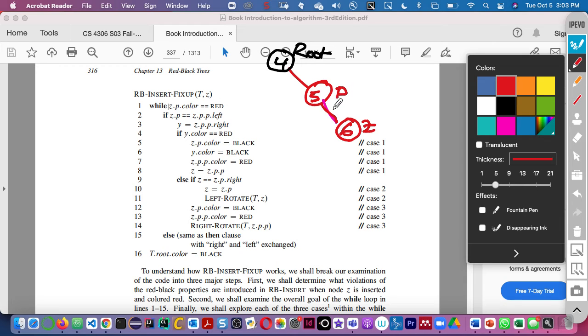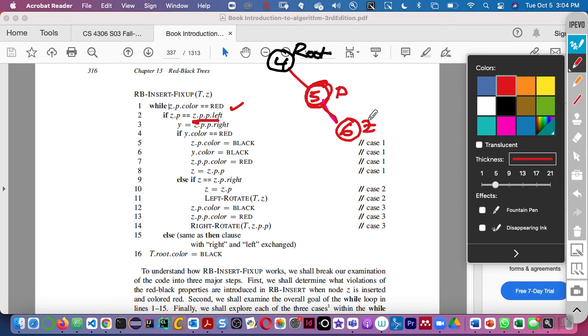5 is the parent, right? So in the while loop, the color of the parent of G is red, right? So this condition is met. And if you see from here on the right side, if G.p == G.p.p.left, that means if the parent of G is a left child, then this actually means the left of the grandparent.